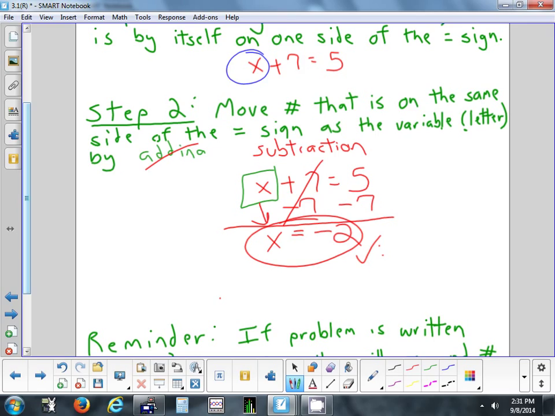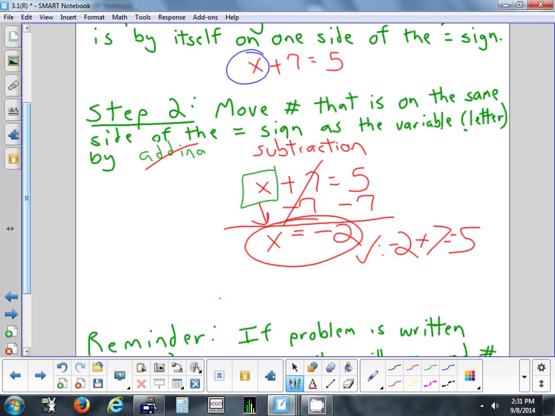Elijah, to check it, and don't tell me you don't know, because I know you do. To check it, what do I have to do? Exactly, just substitute, right? So negative 7, tell me the rest. Negative 2. Plus 7. Perfect. What do you get here?